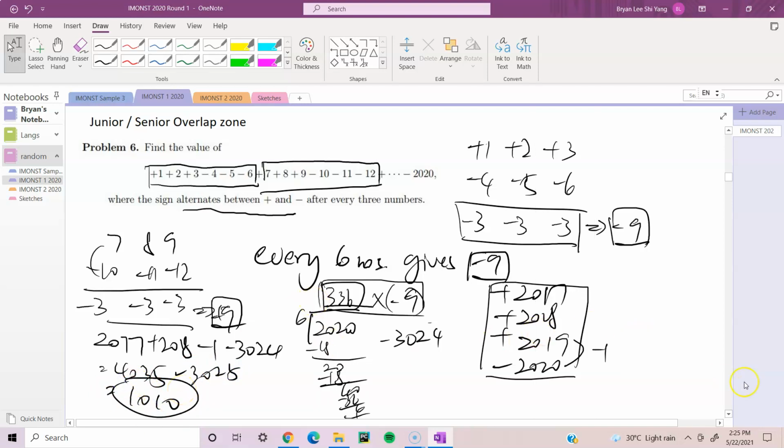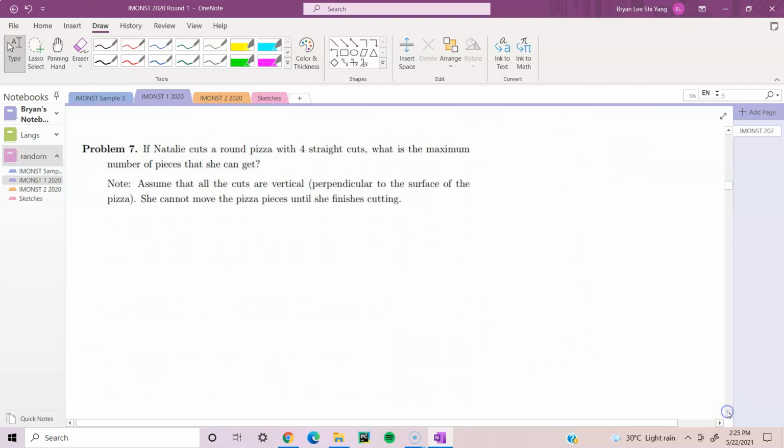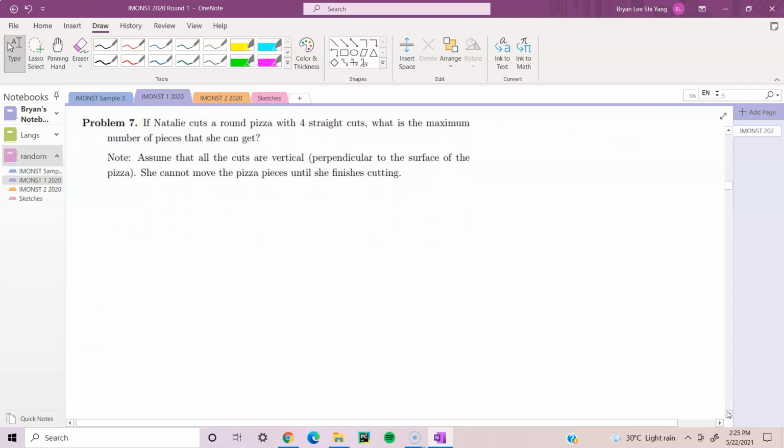Of course, there's another way of doing it, but I'm not covering it here. You can give your solutions down below in the comments. But now let's move on to problem 7.